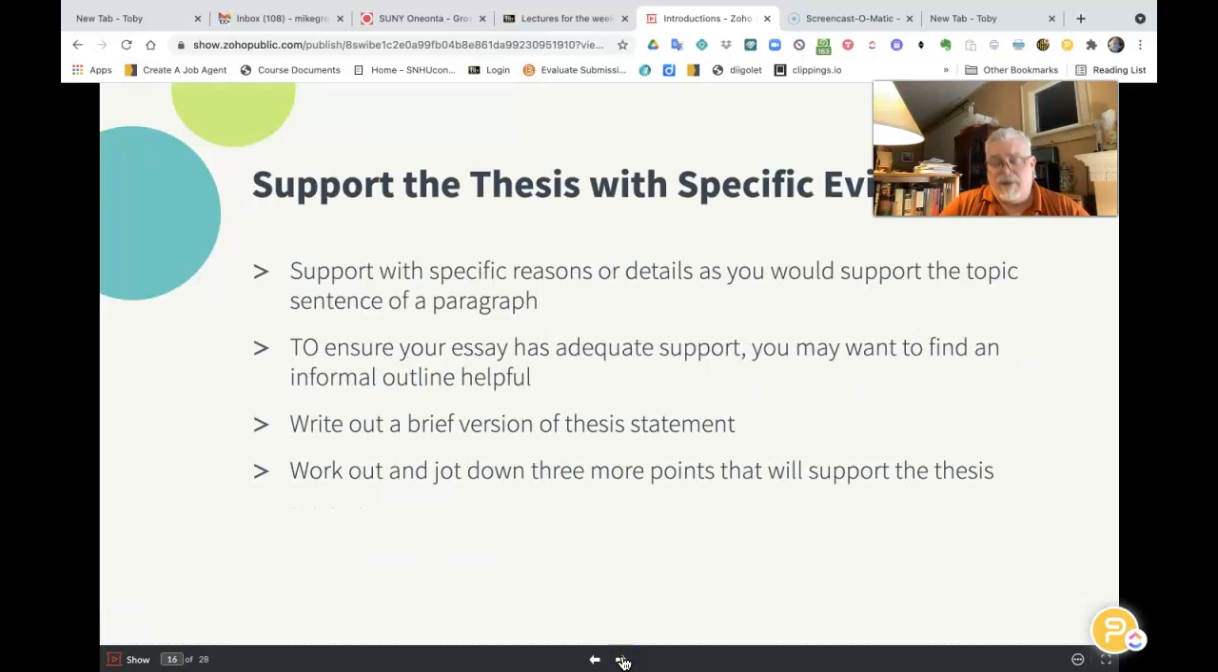The other thing to keep in mind, too, is that now that you have your, and this is kind of a recap of some of the things that we've talked about.